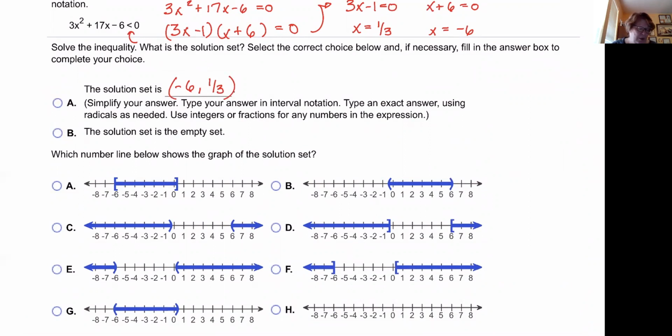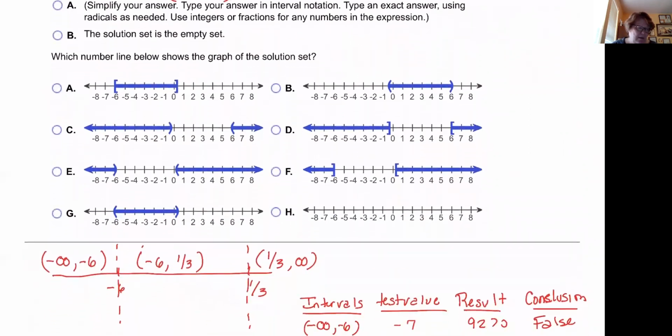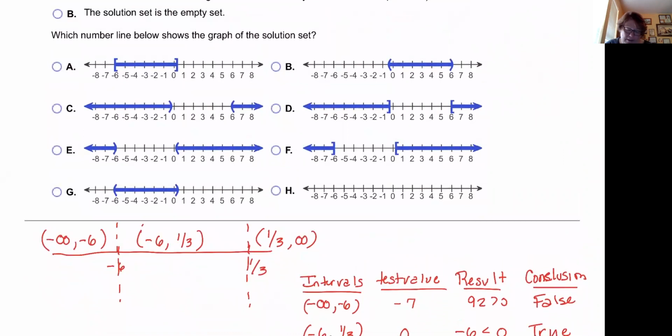All right, so which of these graphs is from -6 to 1/3? Well, it's G, isn't it? It's not A, because A has brackets. There are no brackets in the solution set of this inequality because we had less than, not less than or equal to. It's not B because the interval doesn't go from 1/3 to 6. It goes from -6 to 1/3.